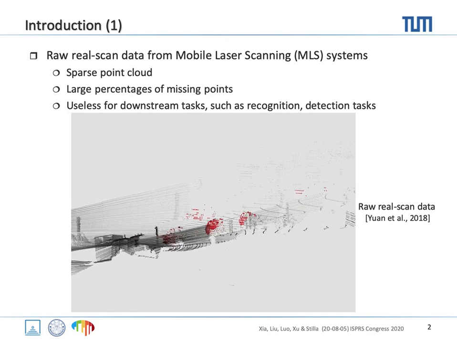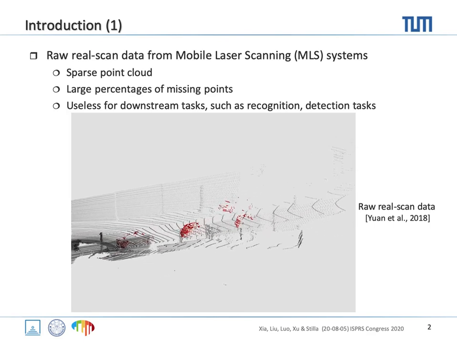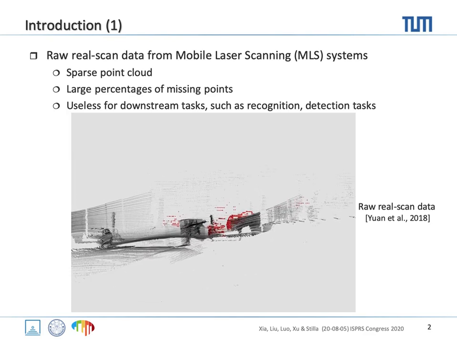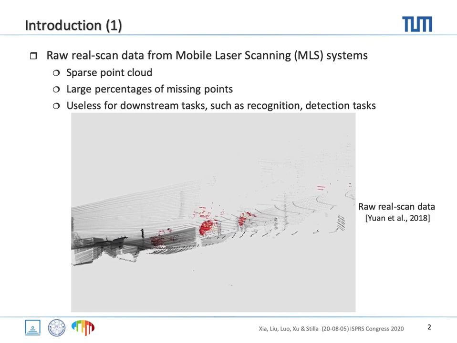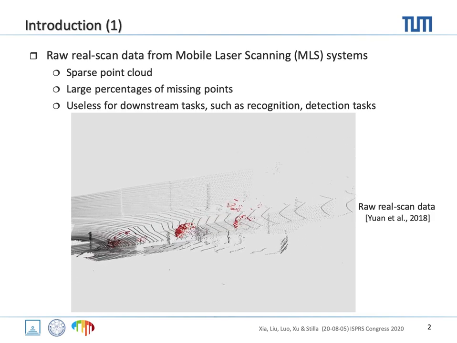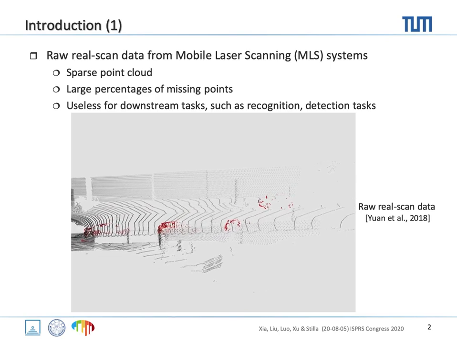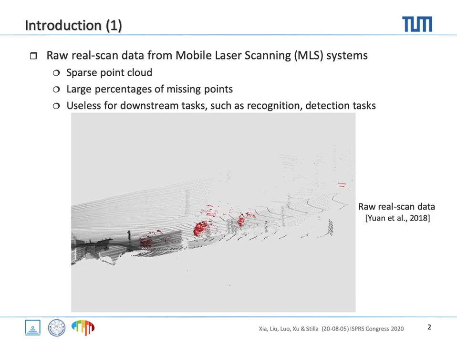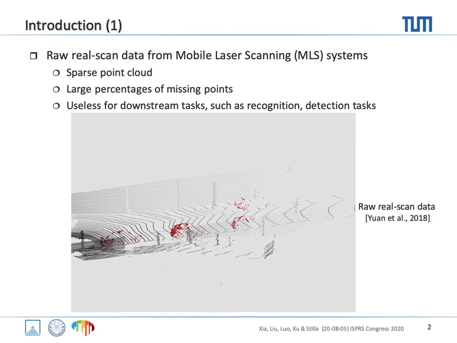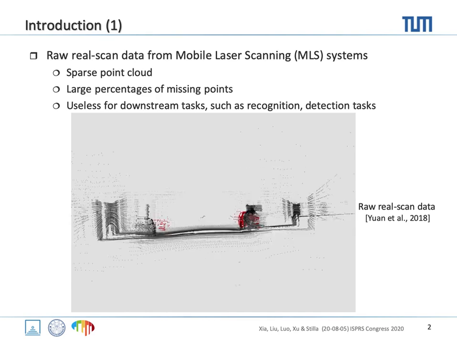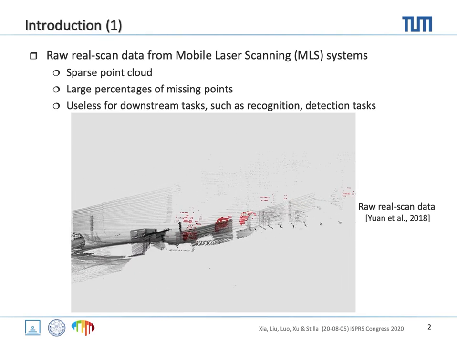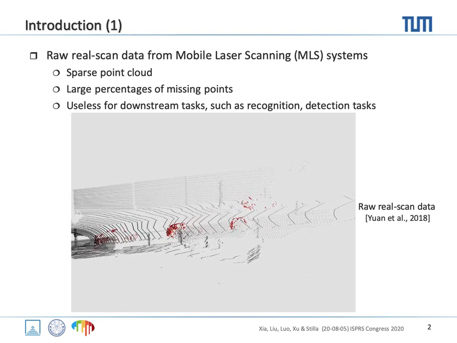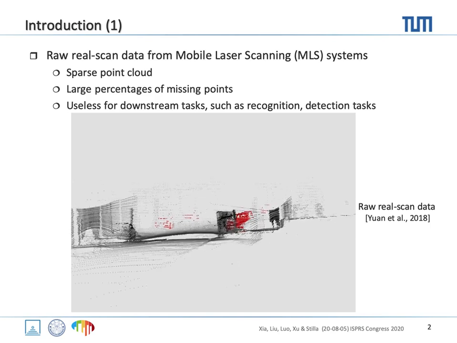3D point clouds acquired from mobile laser scanning systems deliver detailed 3D information of road scenes during the driving. However, acquired 3D point clouds of vehicles from MLS systems are incomplete due to object occlusion or self-occlusion. For instance, from this image, we can see the raw data from MLS systems has some typical characteristics. On the one hand, the point cloud is sparse. On the other hand, there are large percentages of missing points. Thus, this kind of point cloud is useless for downstream tasks, such as recognition and detection tasks.